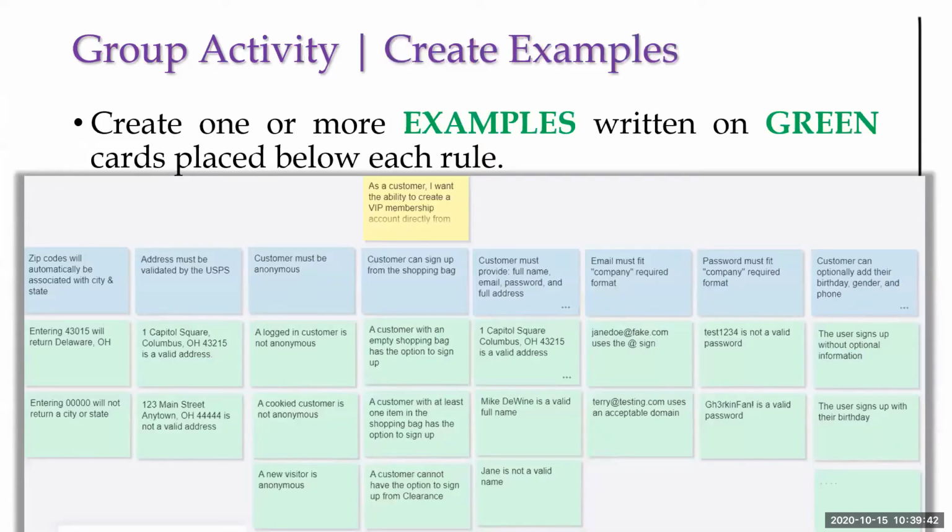From the rules, they began creating examples under each business rule. We'll talk about some of these that I'm going to specifically highlight. So the first one is right down the middle of the line. The customer can sign up from the shopping bag. That is our rule. What did we illustrate it with? A customer with an empty shopping bag has the option to sign up. A customer with at least one item in the shopping bag has the option to sign up. A customer cannot have the option to sign up from clearance. So both positive and negative examples.